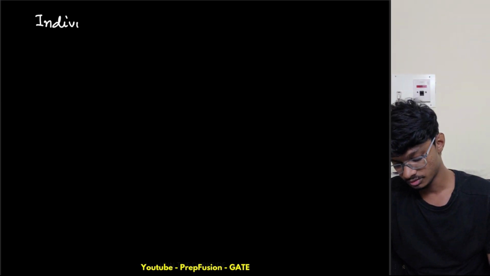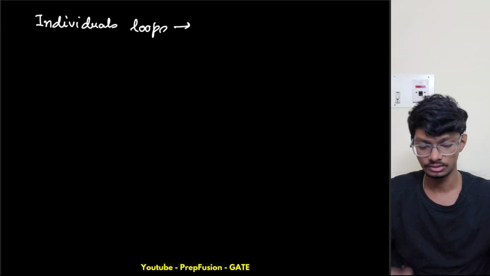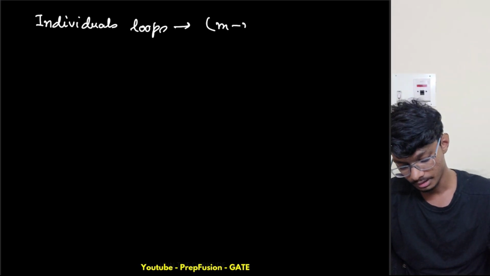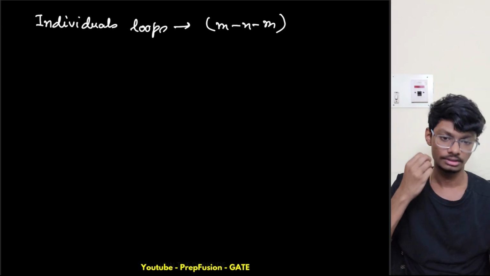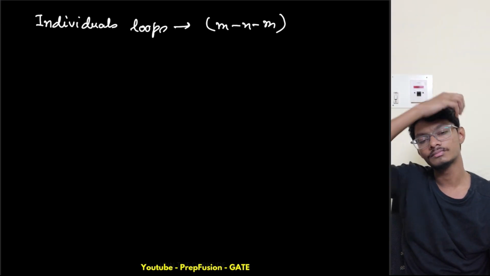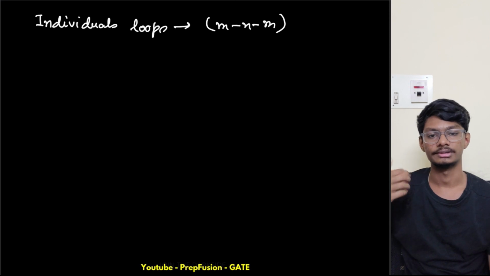How many individual loops are there? Only 1. And what is the path for that loop? It is M, N and M. We're going from M to N to M, okay. It is only one loop, so it doesn't matter.